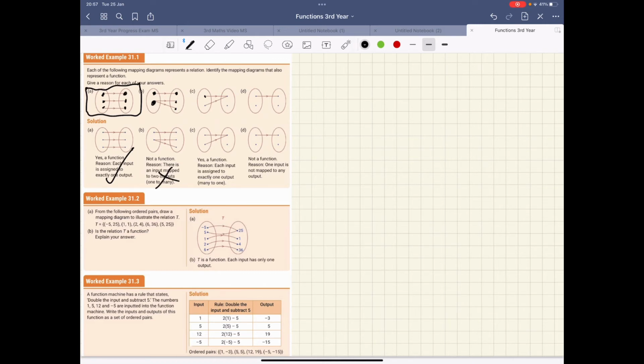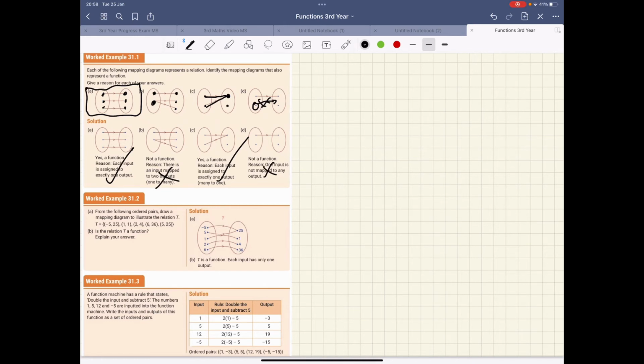Part C, I have 2 inputs and they are giving me 1 output. And there's another element sitting here, but that's okay. You're allowed to have a spare element in the outputs, because it's still a function. But over here we have a problem because this input does not map onto anything. So it is not a function. That's just what they're showing you there.